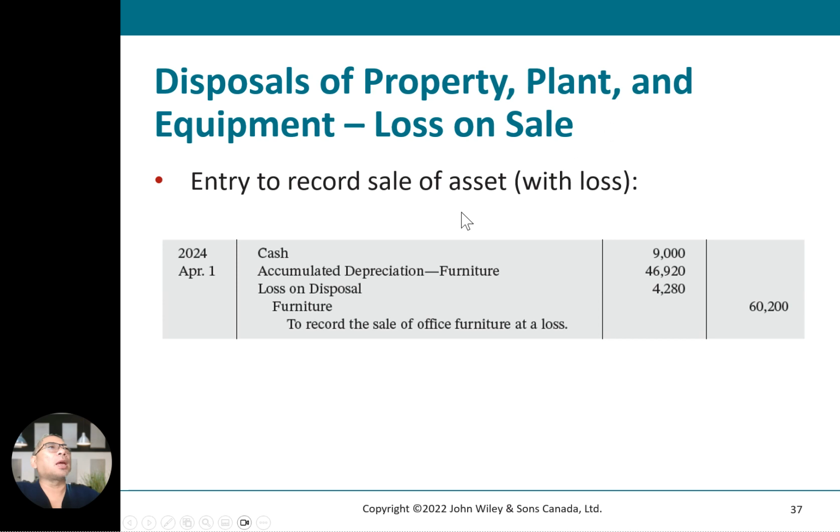And then a disposal entry to record an asset sale with a loss. Cash will be 9,000. Accumulated depreciation, furniture, which is 46,920 debit, and loss on disposal 4,280 debit. The furniture will be 62,200. This is to record the sale of the office furniture at a loss. Okay, this is a loss like this. Okay, the previous one was a gain.